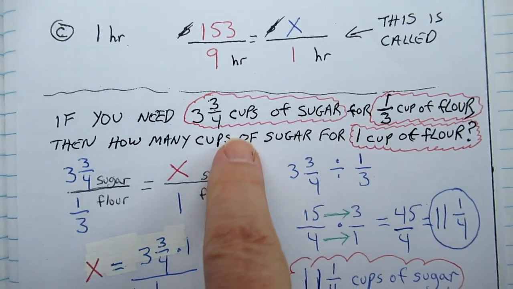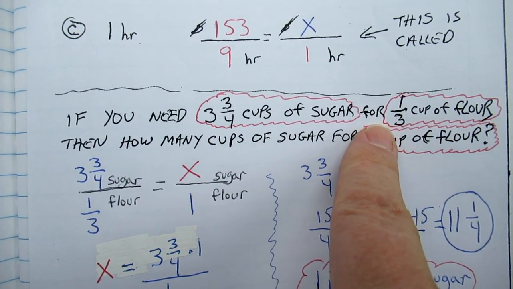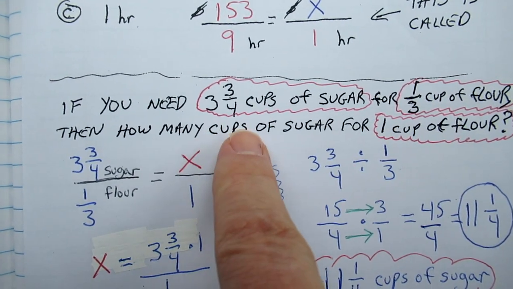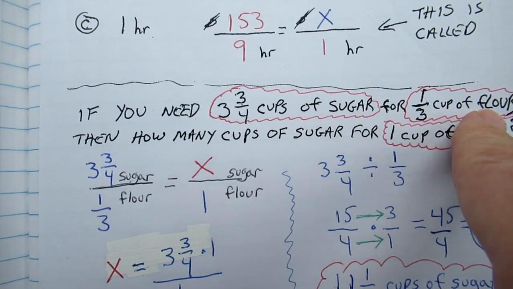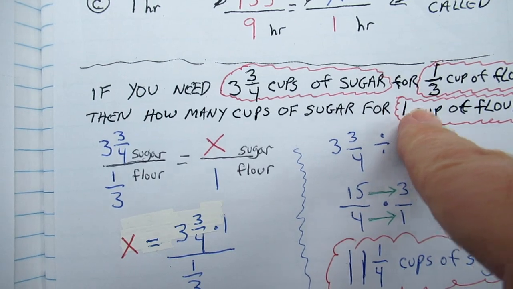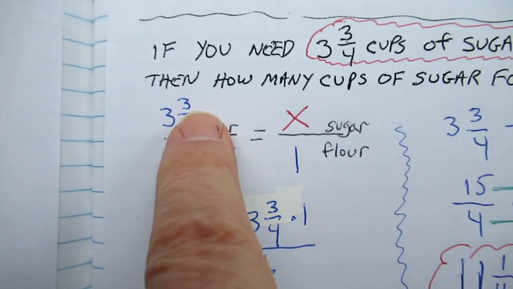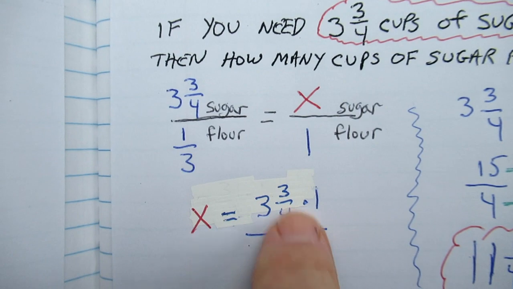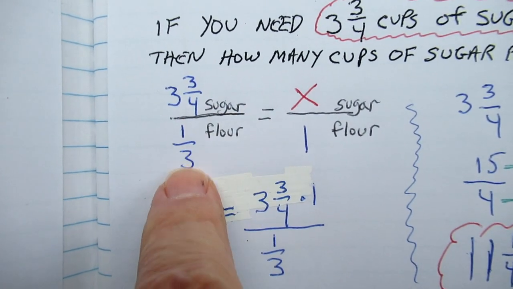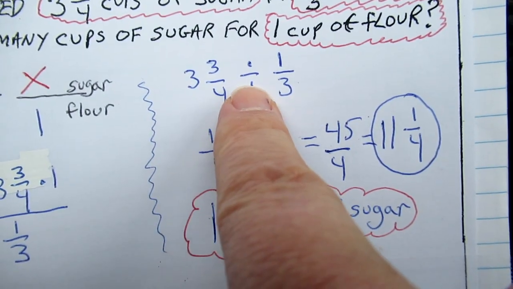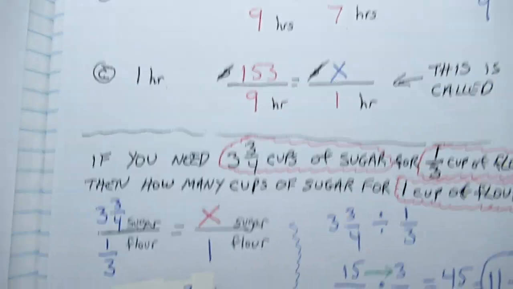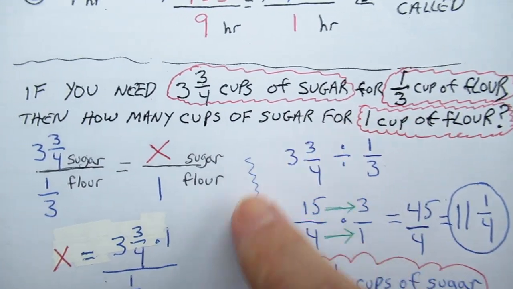But then we come to word problems such as this, dealing with fractions. Notice that it wants to know for 1 cup. If you need 3 3/4 cups of sugar for 1/3 cup of flour, then how many cups of sugar for 1 cup of flour? You want to know how much for 1 cup. So looking at it, you're basically dividing these two. It's 3 3/4 divided by 1/3. If we do this, remember, dividing is the same as multiplying by the reciprocal. And anyways, it comes out to this answer. So you'll have problems like this right here today.